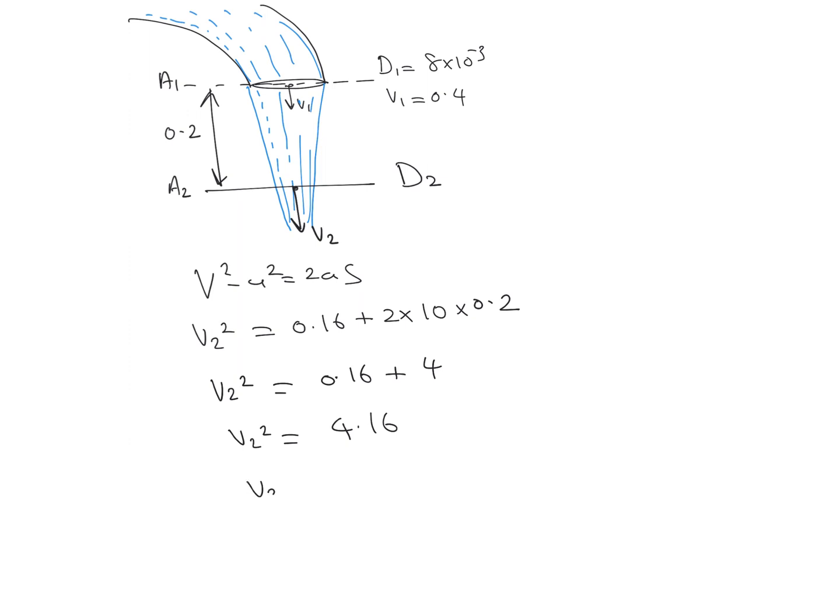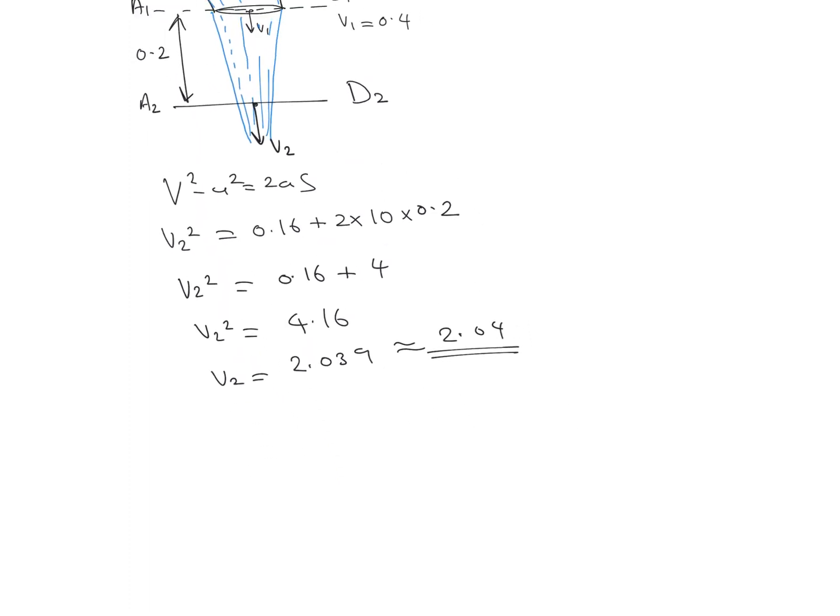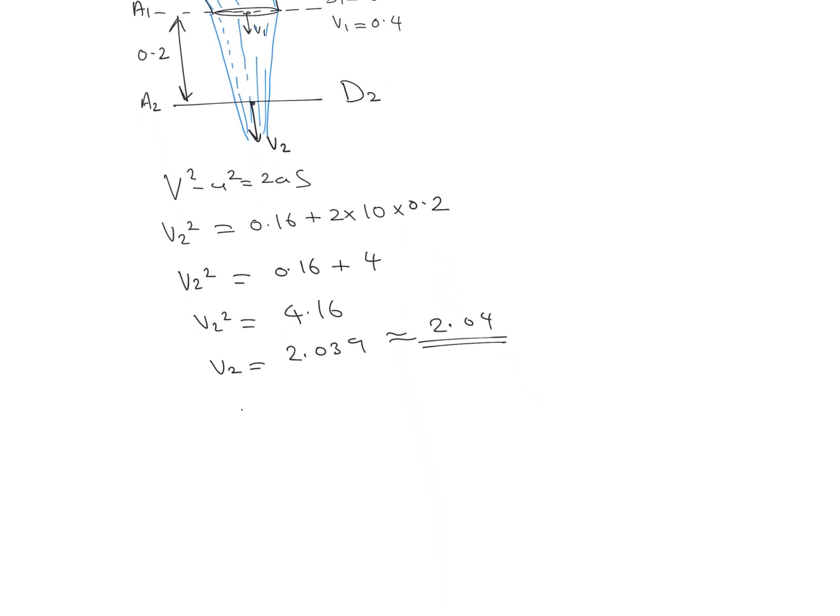The root of 4.16 will get us around 2.039, or you can approximately take it as 2.04, the value of v2. Now from this we can find the value of d2 by applying the continuity equation, that is A1 v1 is equal to A2 v2. So A1 we can take as pi into d1 square by 4, into velocity v1, is equal to A2, which is pi into d2 square divided by 4, into velocity v2.